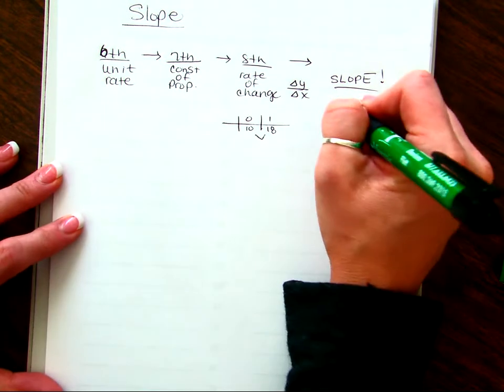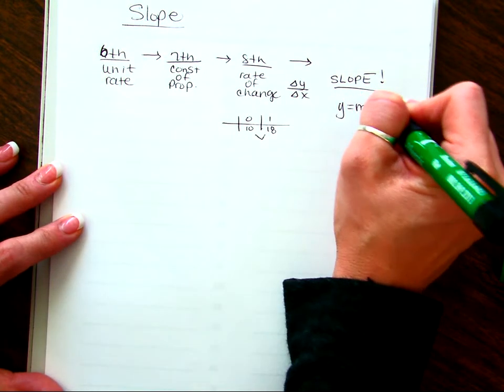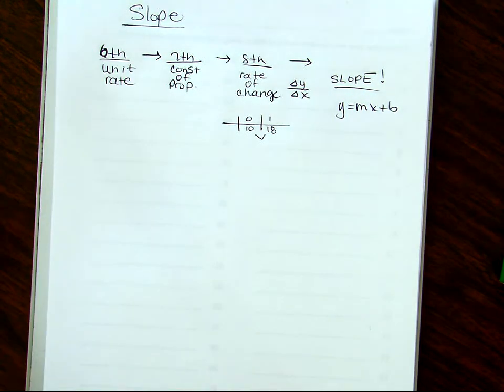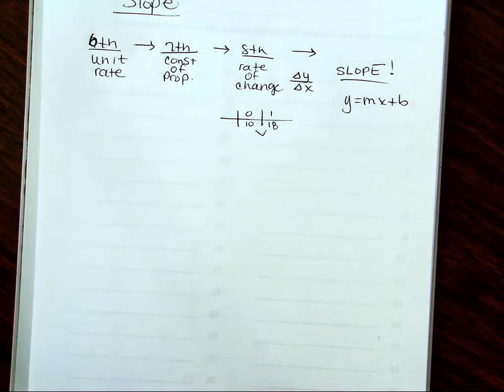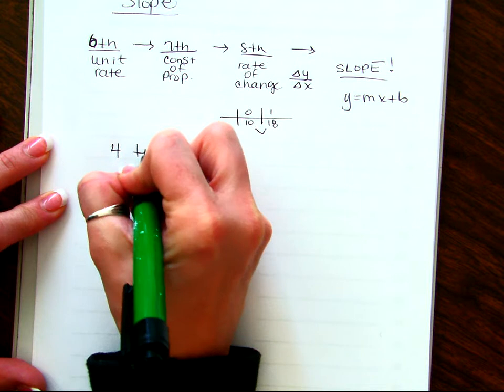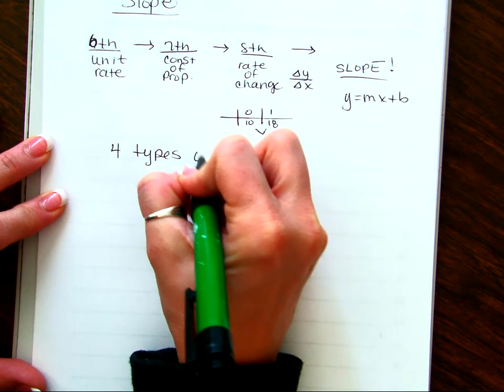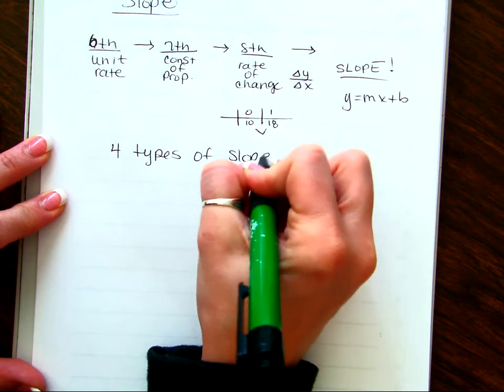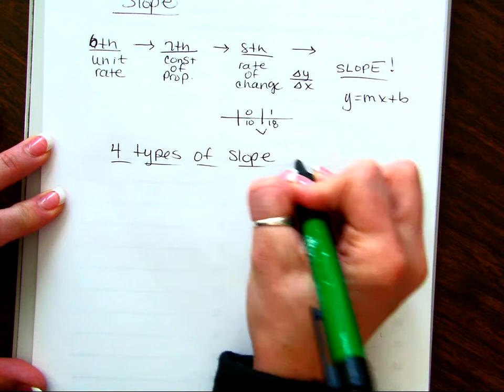Some of you may recognize this. Raise your hand if you remember mx plus b. Sound familiar? Okay, that's all we're doing for like 7 weeks, getting to know slope-intercept form. So to get us going on that, let's talk about 4 types of slope. There are only 4 types of slope.